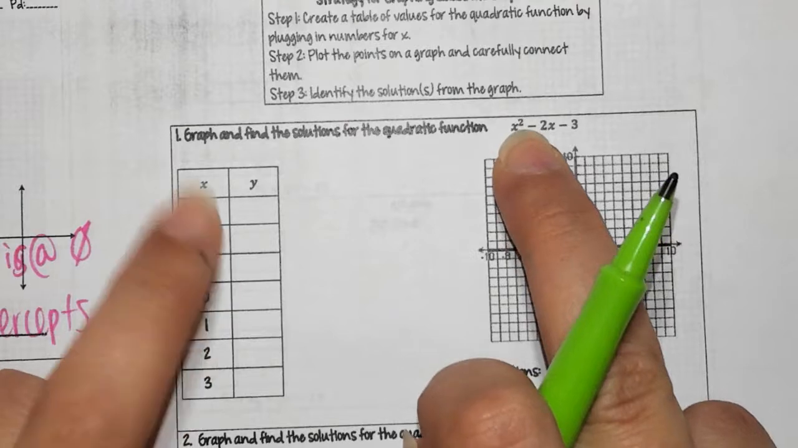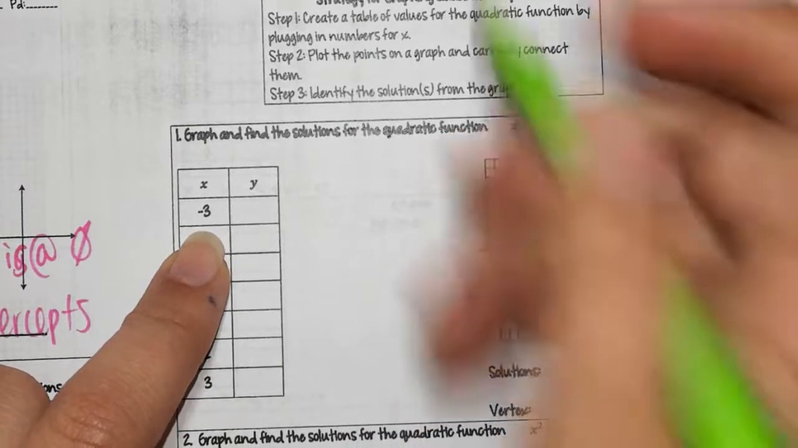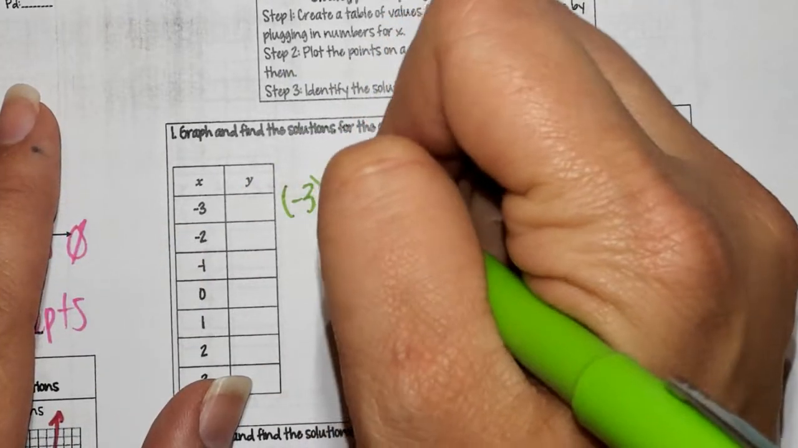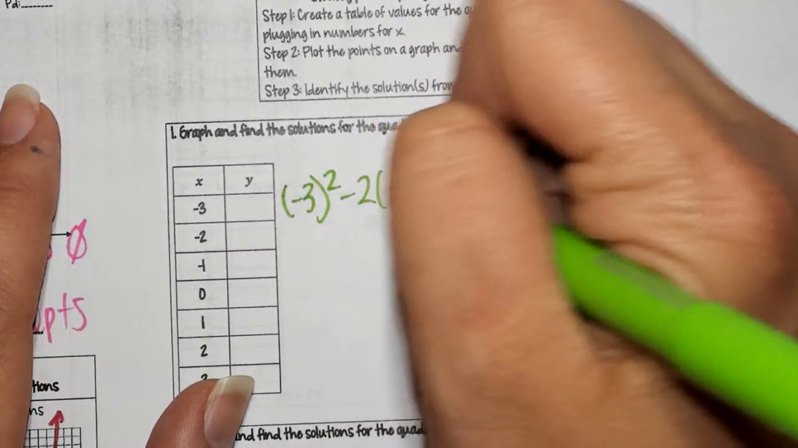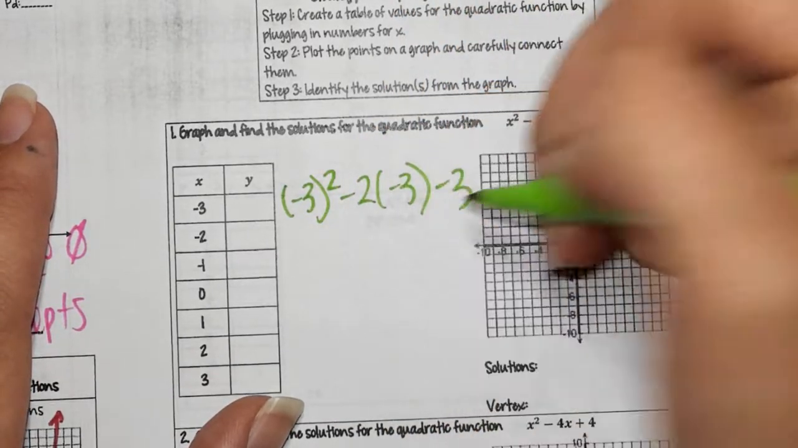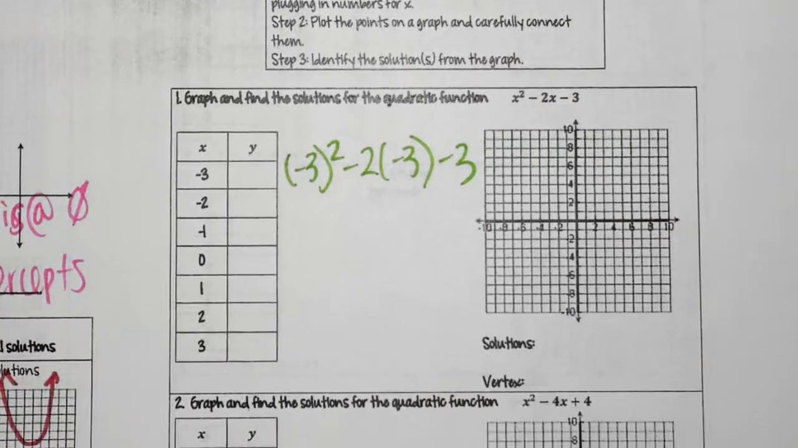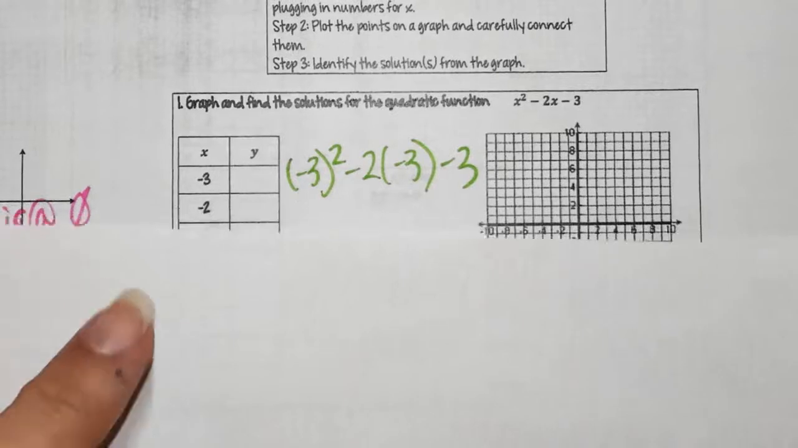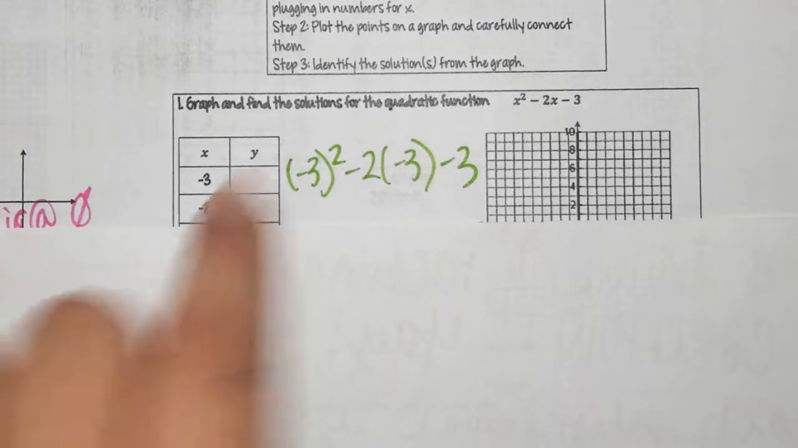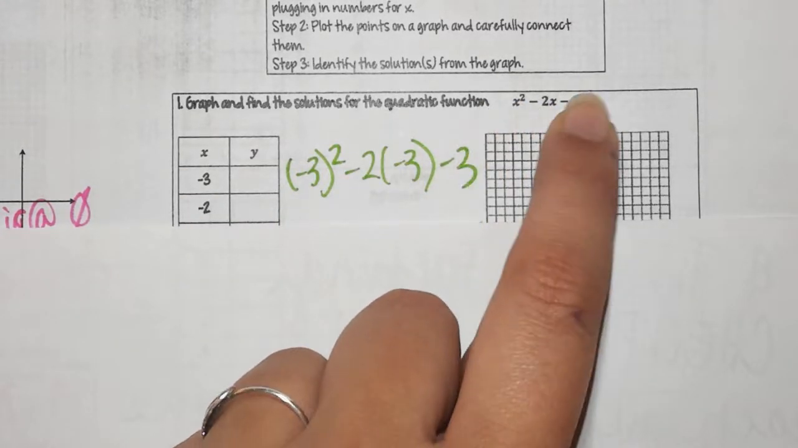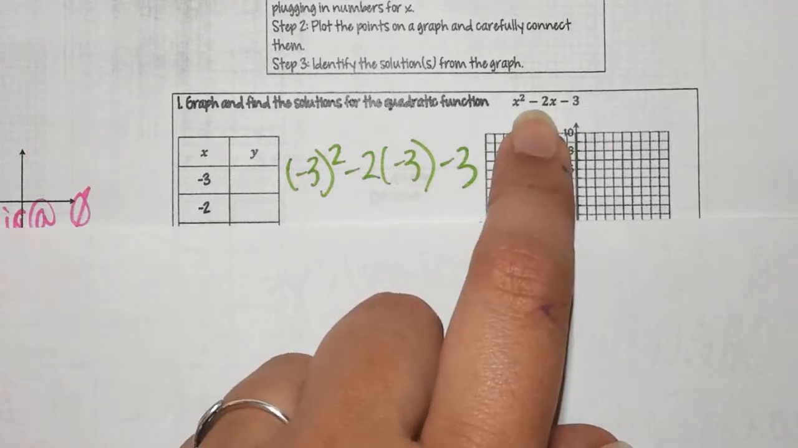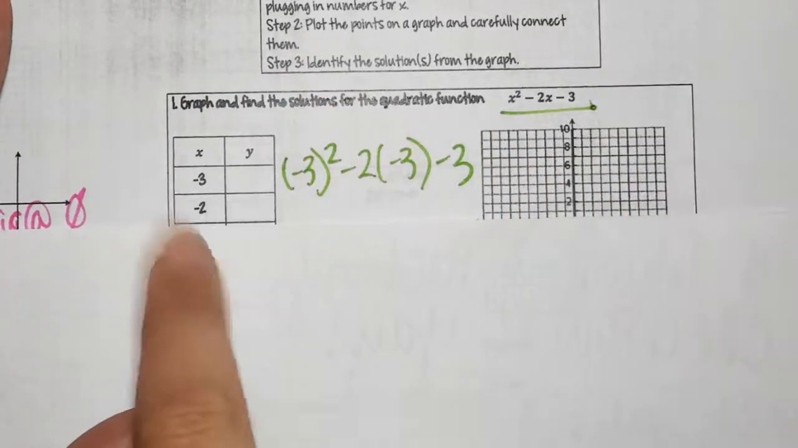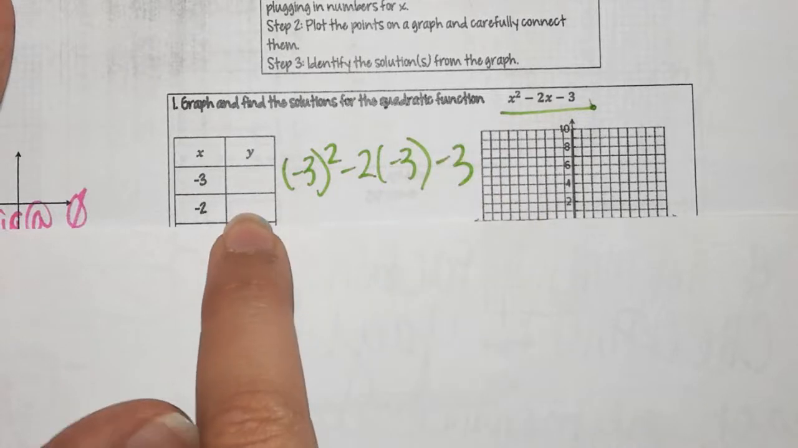Alright, so now, let's take our -3 and let's plug it in here. You're going to write it as -3 squared minus 2 times -3 minus 3. We're going to work this out. You plug in x into each spot that has an x. This is our quadratic function, and this is what we're plugging it into. So everywhere we see an x, we're going to put our -3.